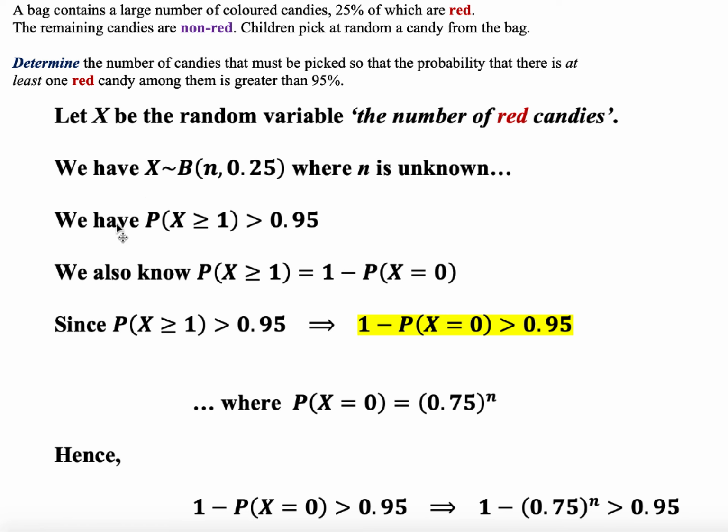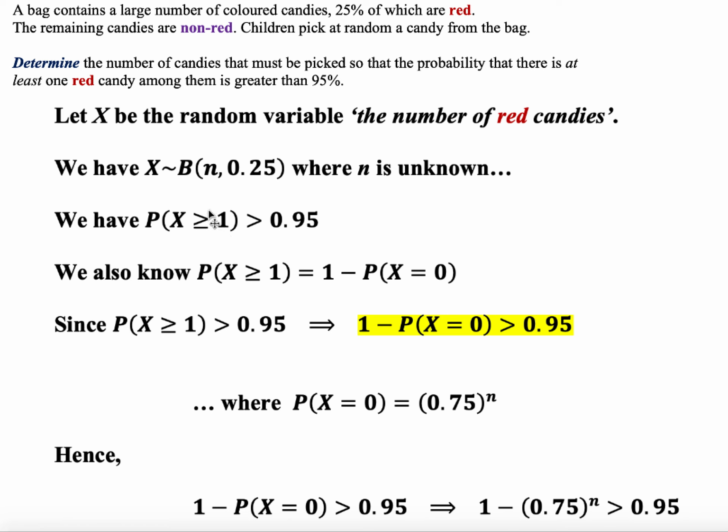So what we're interested in finding, given that we know that the probability that the random variable selected is at least 1, so 1 or more, has to be greater than 0.95. That kind of centralizes what it is we're trying to do here.